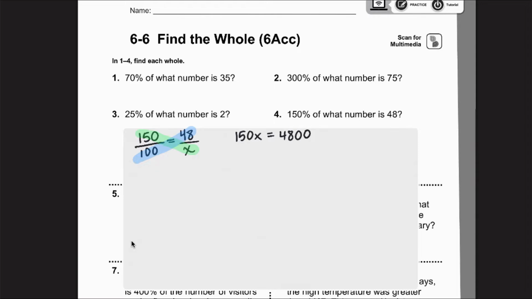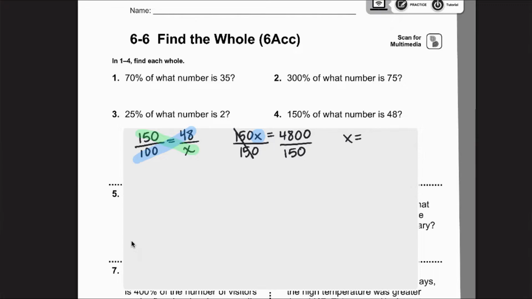Okay, and now like we did in our algebraic expressions, we're going to solve for the variable. We want to get x by itself. So x is being multiplied by 150. We're going to divide to get it away. Okay, so now that's gone, and x will be by itself once we do our division.